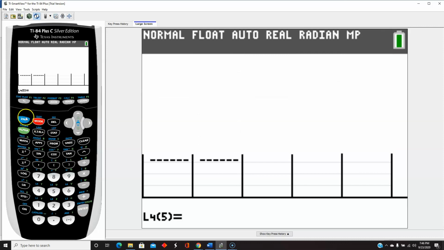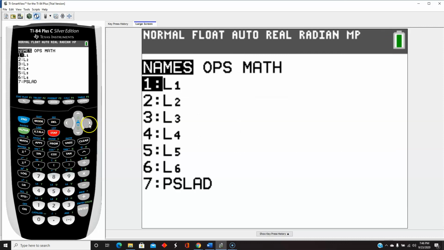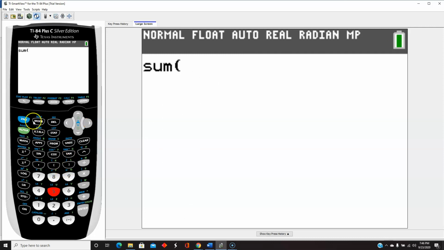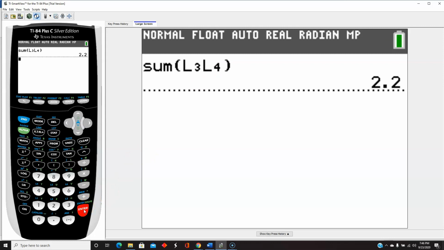And if we do second stat math menu sum, if we sum the product of those two lists, the values of the variable, I need 4 in here. I missed the 4. The values of my variable are in list 3 times their probabilities they're in list 4, and sum those products. That'll give me the mean also, 2.2.